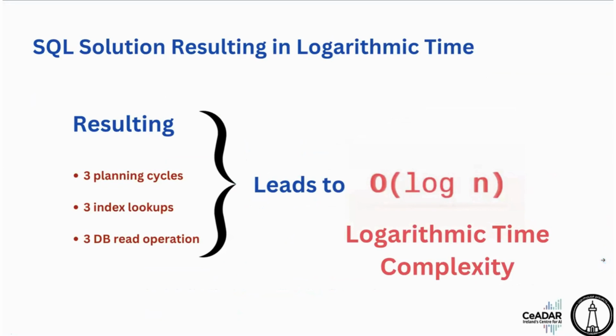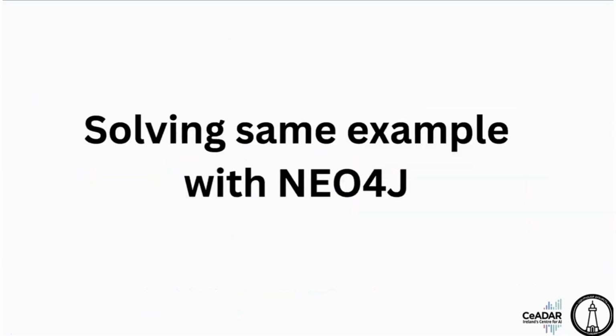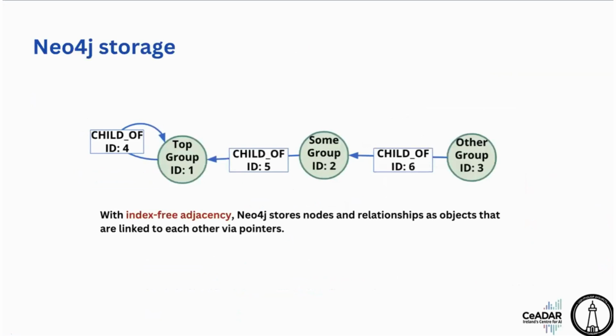So let's consider the same example using Neo4j. In Neo4j, we need to find the parent ID of the primary key with ID 3, whose ID is 1. Let's see how we are going to find the ID. This is the basic third ID, and the third ID is directly connected with the edge of 6, and 6 is connected with ID of 2, and 2 is connected with ID of 5, and 5 is connected with ID of 4, and 4 is again connected with ID of 1.